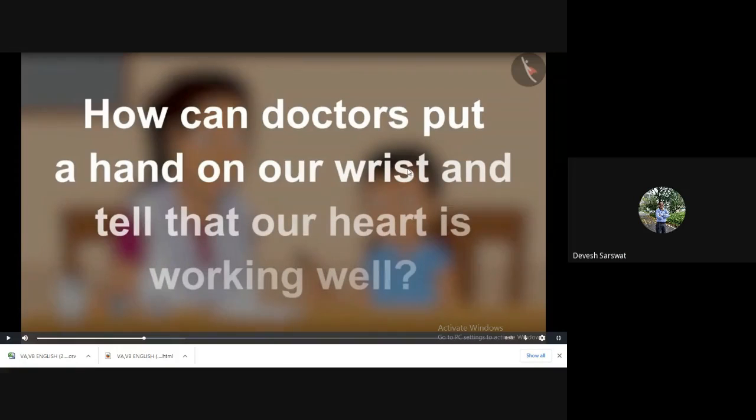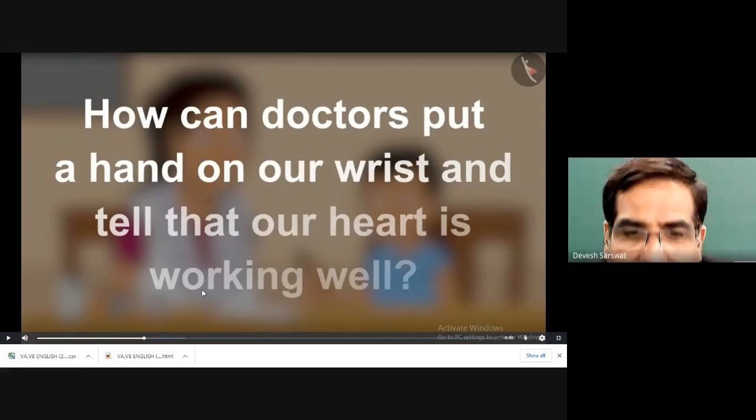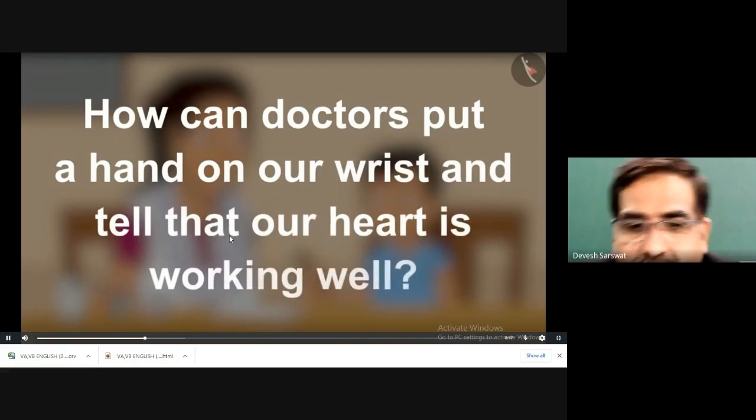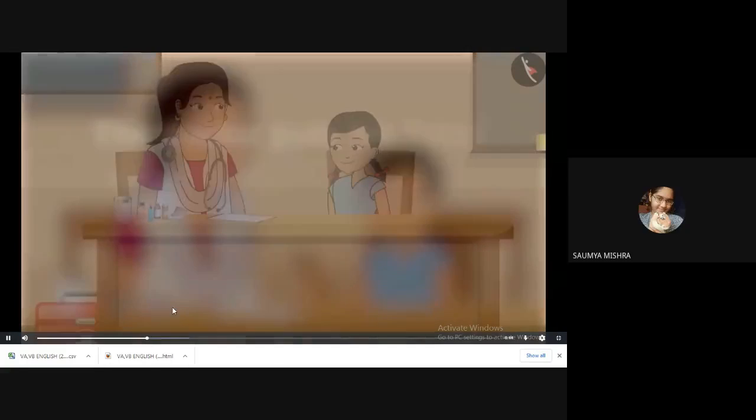How can doctors put a hand on a wrist and tell that her heart is working well? Can anybody tell me? Sir, because he checked the pulse. One by one. Vyom, you first, then next. Sir, because the arteries are very near the skin in our wrist. Okay. Yes. Next child. Sir, pulse rate. Pulse artery gives rise to heartbeat. Okay, very good. By listening to the speed of the heartbeat.